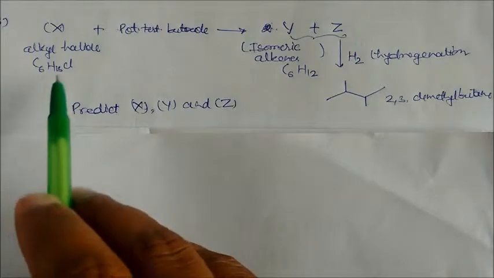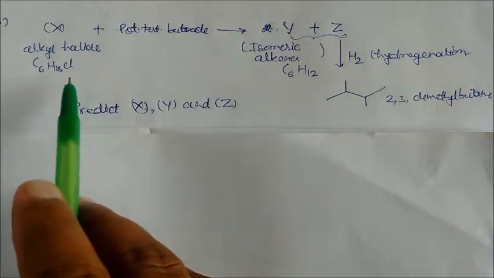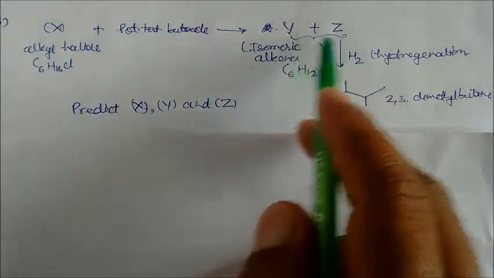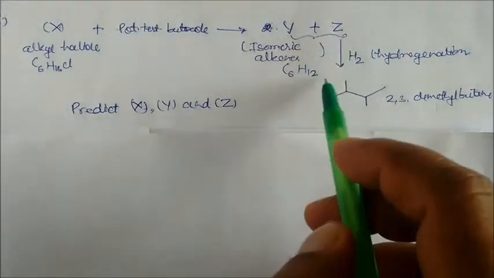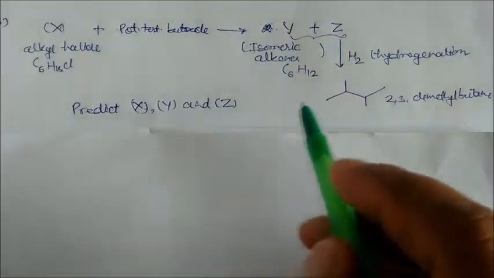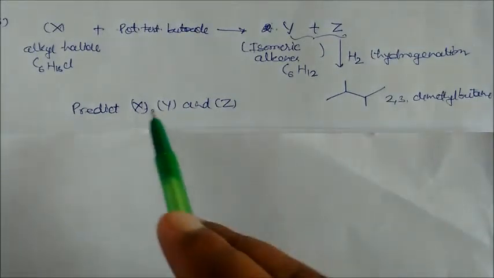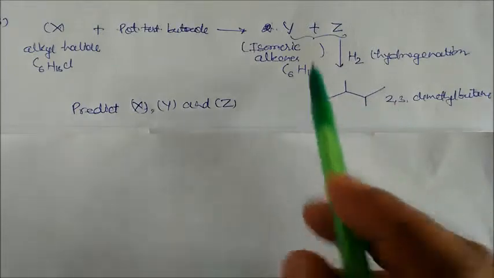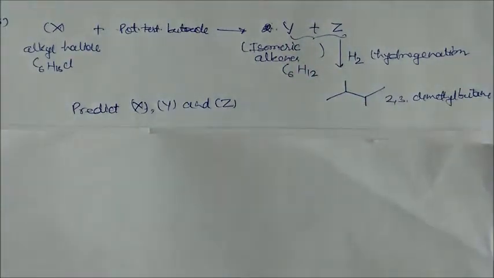So this compound is an alkyl halide, that is C6H13Cl. So in presence of potassium tertiary butoxide we will get Y and Z. Y and Z are isomeric alkenes. Again on hydrogenation, Y and Z will give 2,3-dimethyl butane. So what are X, Y and Z? So it is very clear. So from here we can guess what could be their Y and Z. So let us see these answers.